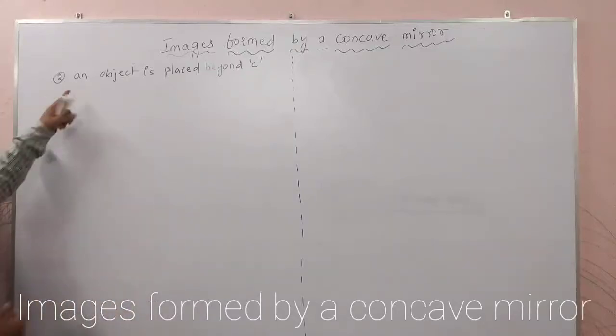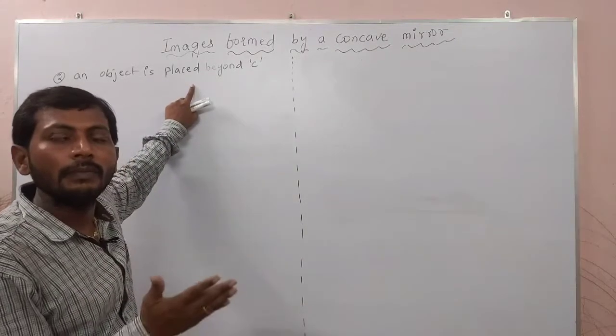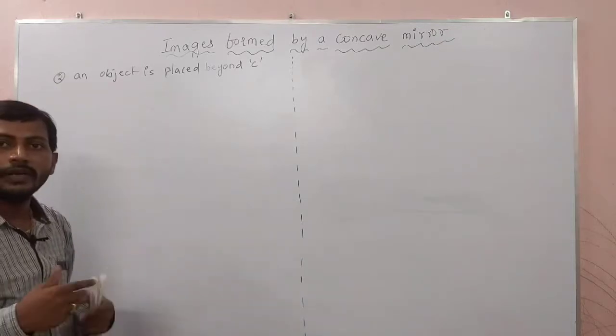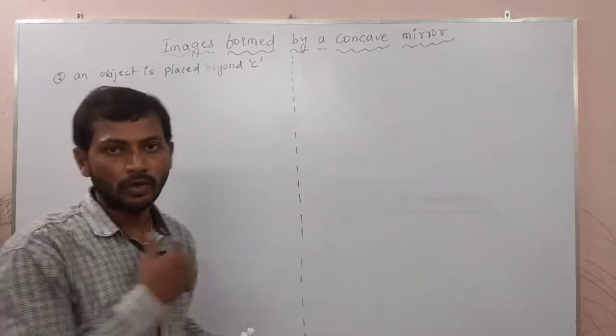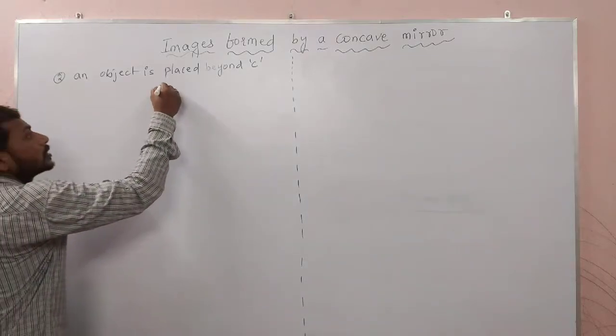The next case we have taken, an object is placed beyond C. What is meant by beyond C? It means a little bit away from C. In this case, we are going to draw the diagram to see where it is going to make the image. Try it. I am going to take the spherical mirror.